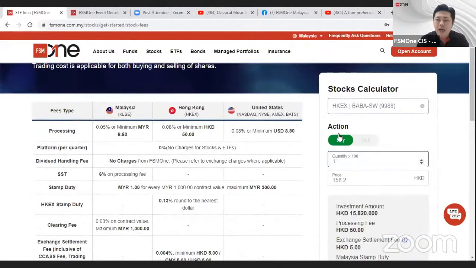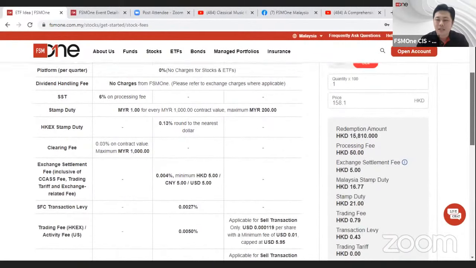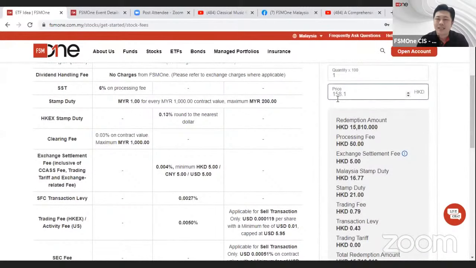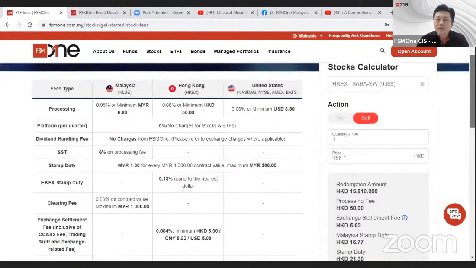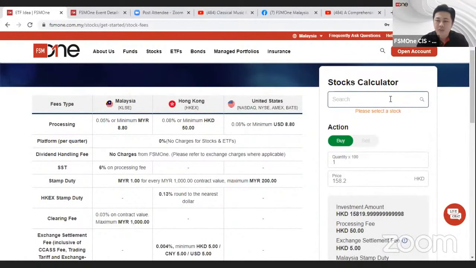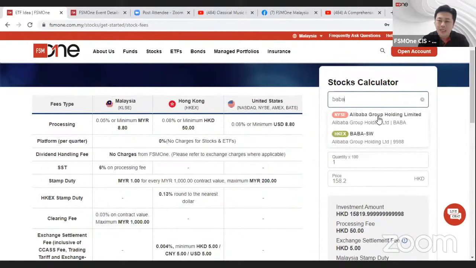I can also share with you that you can check what happens if you sell off this particular Alibaba stock in Hong Kong. This will be your redemption amount, your gross redemption amount, including all the fees and charges. Then this will be your net redemption amount that you will receive if you sell at this particular price, 158.1. So from here, you are able to simulate all other exchanges as well. For example, Alibaba in New York.